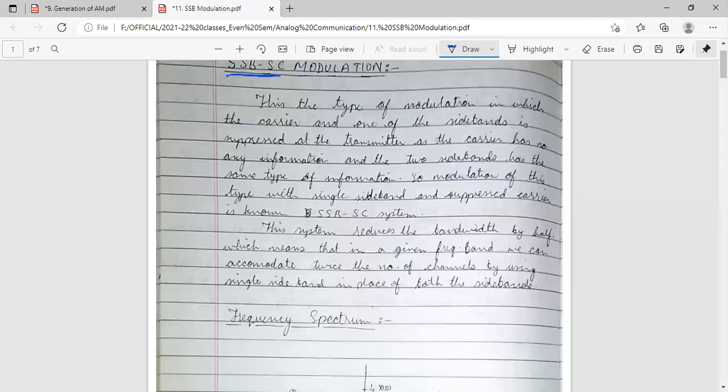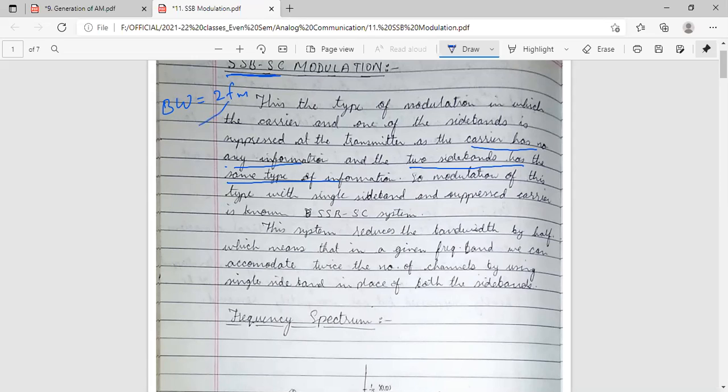Okay. So this is a type of modulation in which the carrier and one of the sidebands is suppressed at the transmitter, as the carrier has no information, and the two sidebands have the same type of information, as we have already discussed. So modulation of this type with single sideband and suppressed carrier is known as the SSBSC system. So this system reduces the bandwidth, as we have already seen that the bandwidth of double sideband modulation is 2 FM, where FM is the maximum frequency component available in the baseband signal.